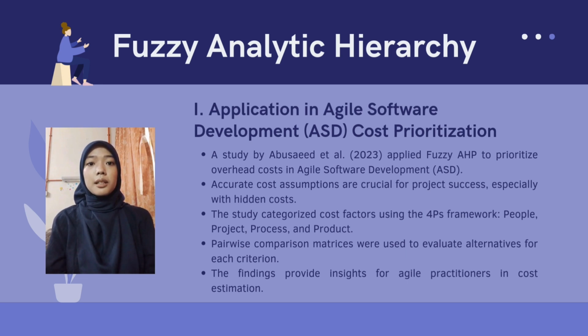A study by Abu Said applied fuzzy AHP to prioritize cost factors in agile software development. The study highlighted the importance of accurate cost estimation, including hidden costs, and categorized critical cost factors using the 4Ps framework, which are people, project, process, and product. Through pairwise comparison matrices, the study successfully identified key cost elements, providing valuable insights for agile practitioners in cost estimation.